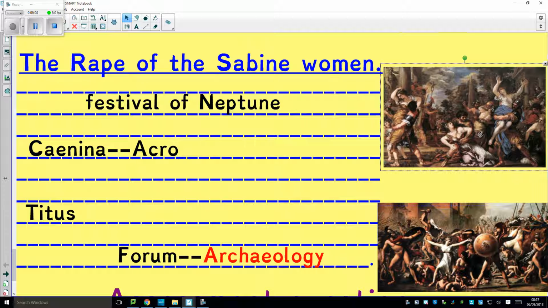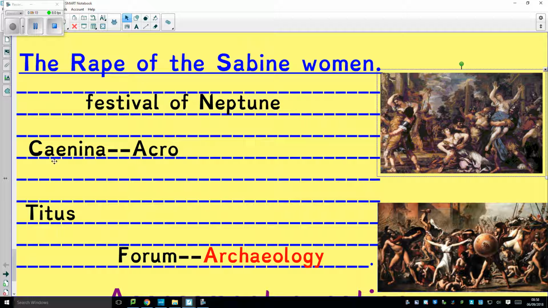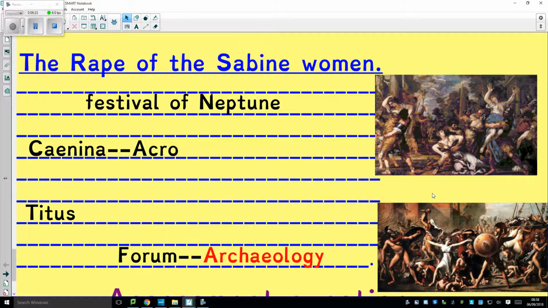What happened next is a matter for debate. Some people say they were raped, or they say no, they were made the wives of these men. Either way, the Sabines are not very happy. Their neighbours from Caenina, to help the Sabines, attack the Romans, led by their king Acro. In the fighting, Romulus kills Acro and takes his armour. This is called spolia opima, to kill the enemy commander and take their armour.